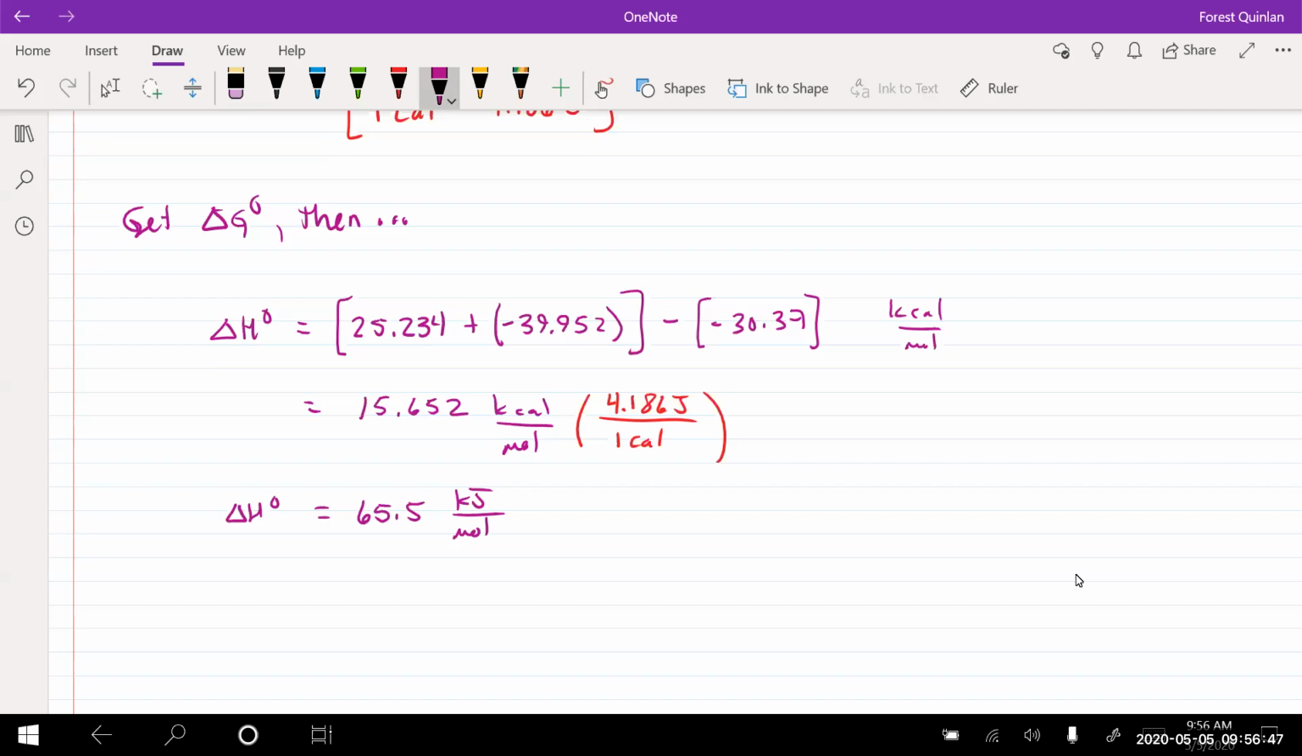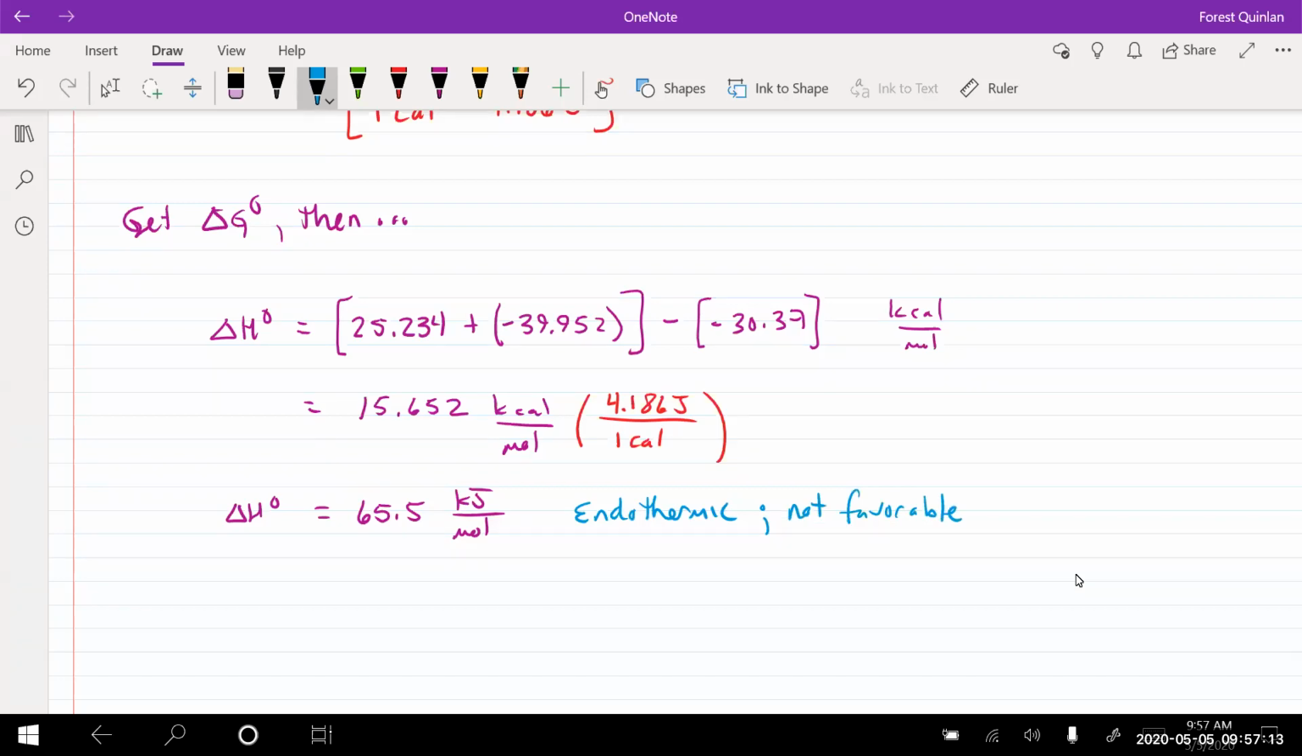Ben, what does that tell you? Gaining energy? Right, it's endothermic. So enthalpically, is this favorable or not? Not favorable.